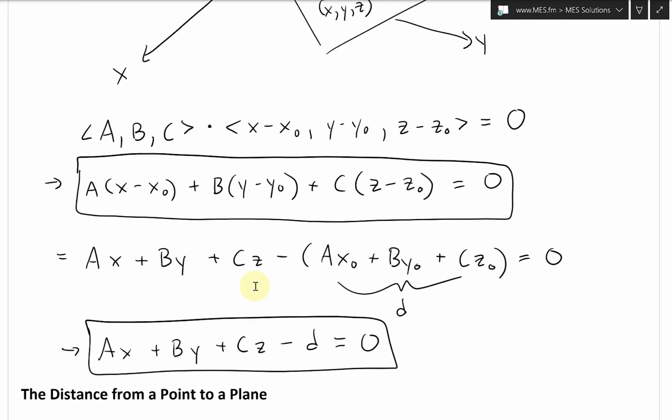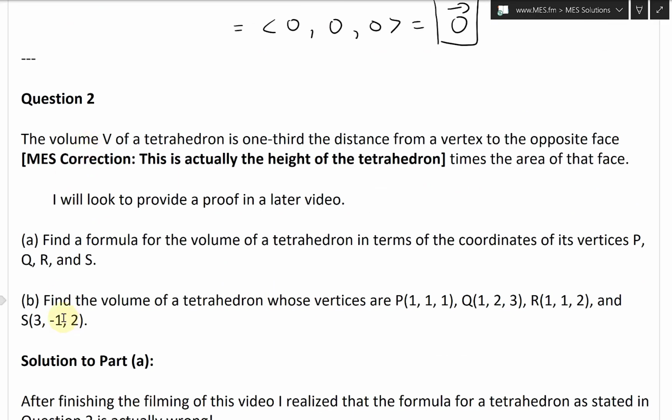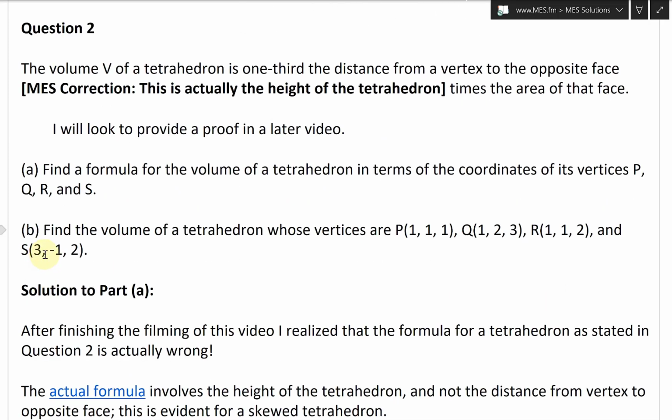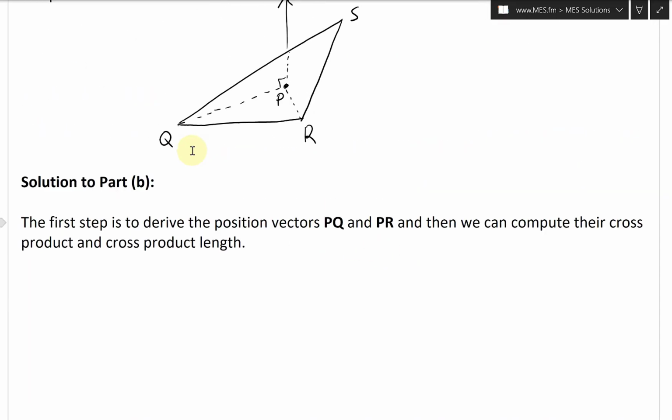So let's go back to part B of the question now. Question 2, part B, says, find the volume of a tetrahedron whose vertices are P(1,1,1), Q(1,2,3), R(1,1,2) and S(3,-1,2). So let's write these down and start solving it. So solution to part B.